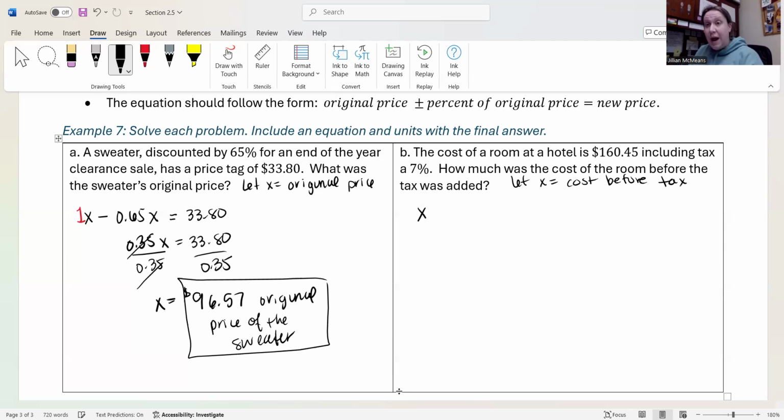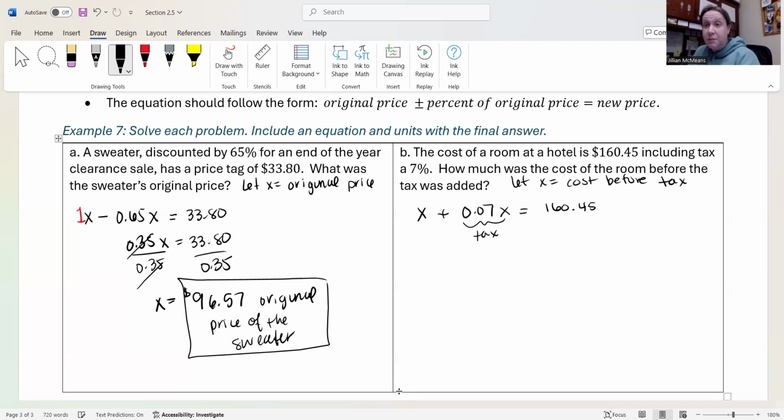But this time, since we're adding tax to it, we're going to add some percentage of the original price. So I don't want to subtract here, I want to add. And I want to add 7% of the original cost of the room. So when you're dealing with percentages, tax, for example, sales tax, it's some percentage of the goods that you're purchasing. In this case, the good is a night in this room. So you're going to pay 7% of that cost in addition to the cost of the room. So 7%, we would write as 0.07 times the original cost of the room is X. So this right here is your tax. And that's going to equal the total of the room plus the tax, which is 160.45.